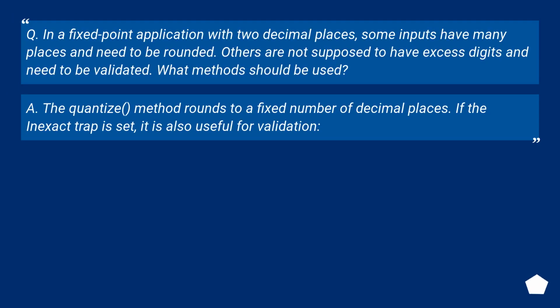Q. In a fixed point application with 2 decimal places, some inputs have many places and need to be rounded. Others are not supposed to have excess digits and need to be validated. What methods should be used? A. The quantize method rounds to a fixed number of decimal places. If the inexact trap is set, it is also useful for validation.